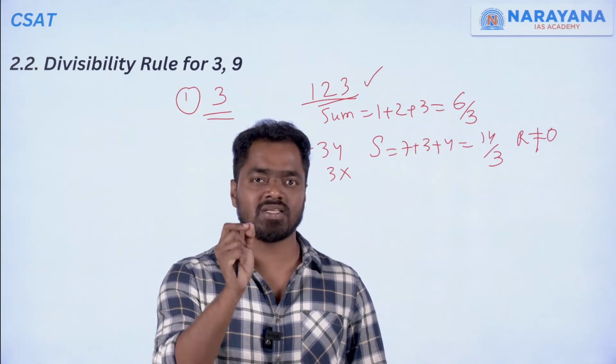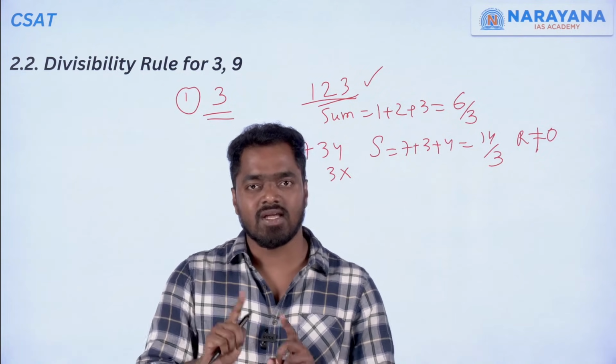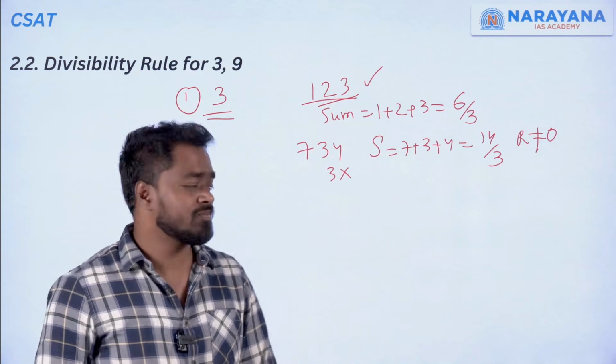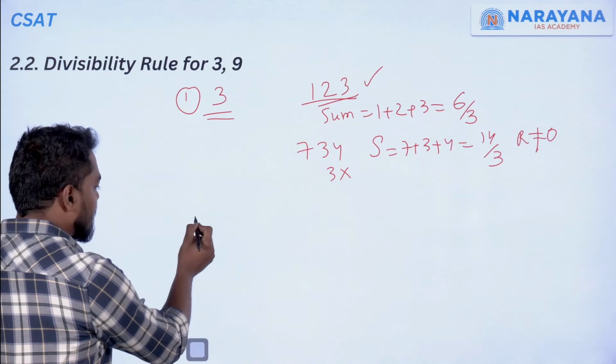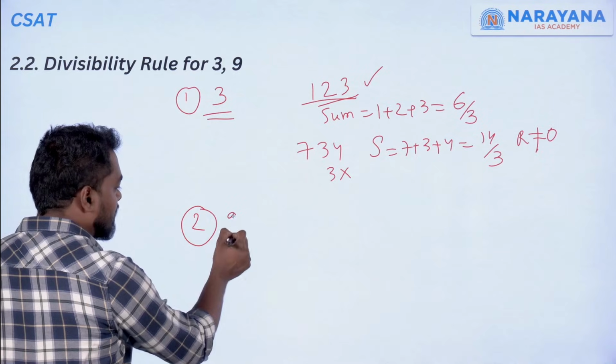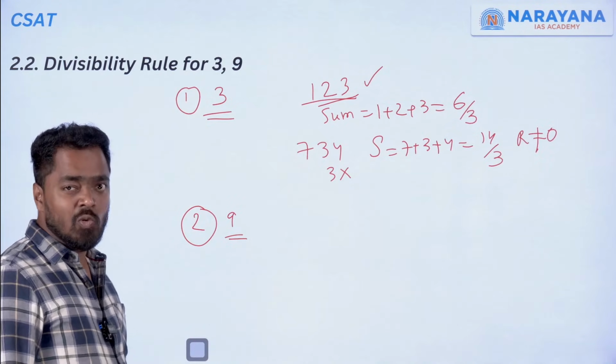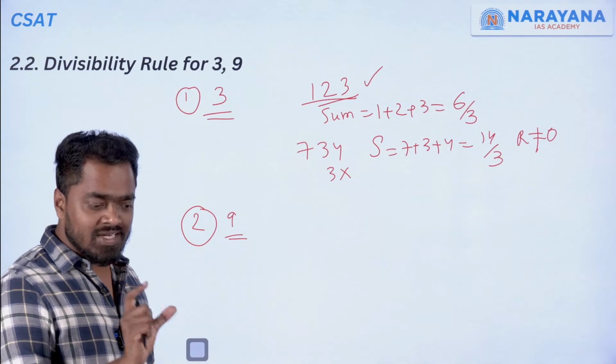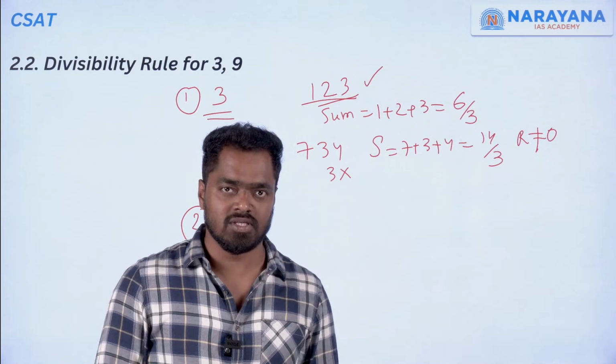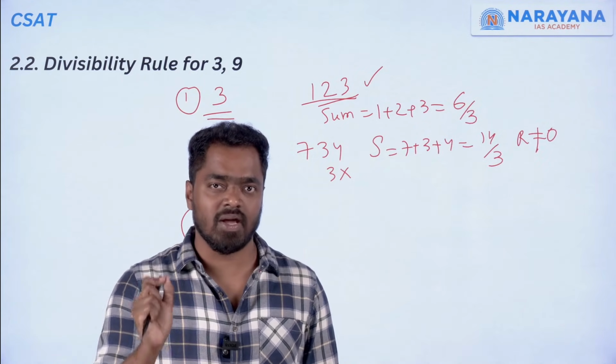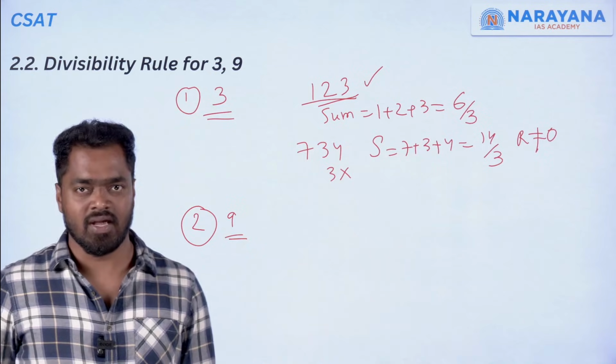If that sum is divisible by 3, then that number is divisible by 3. Next, similarly, the divisibility rule of 9 is also the same. Take the sum of all the digits in that number. If that sum is divisible by 9, the number is divisible by 9.